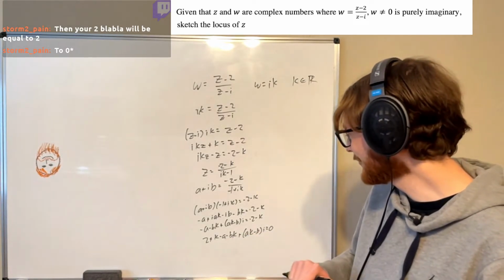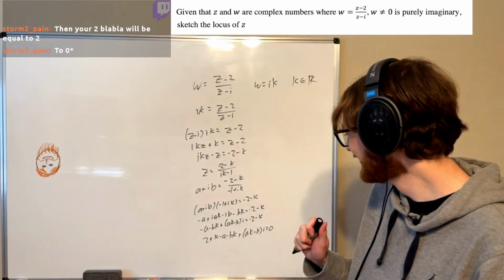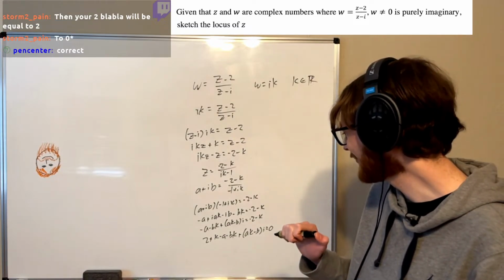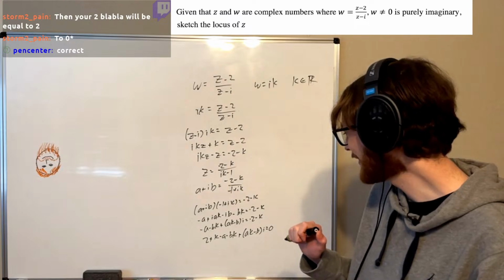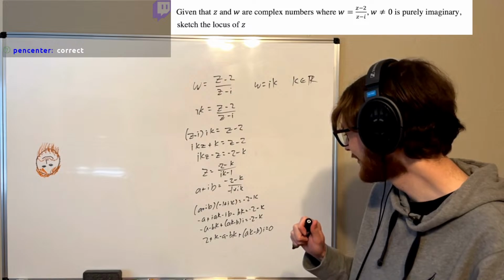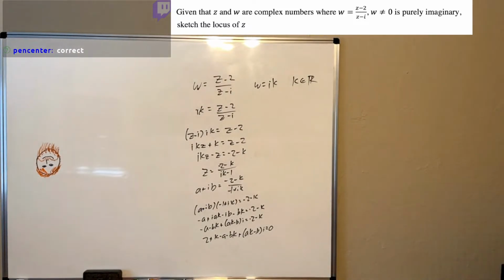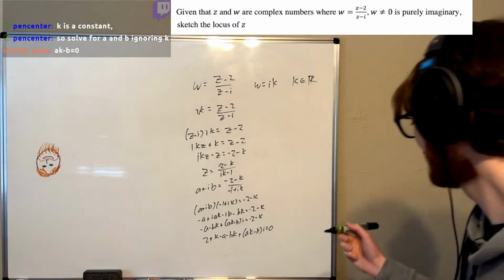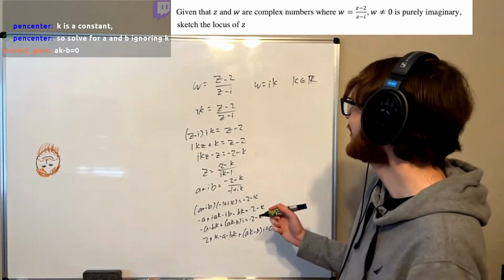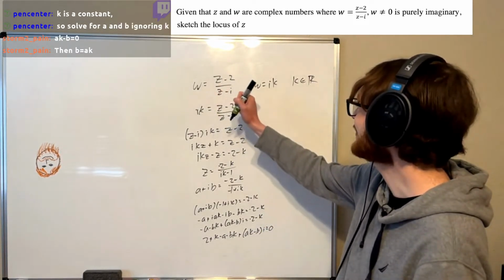But we have way too many unknowns here. Or we have one too many unknowns, I guess. So how do we figure out what A, B, and K are? Even if we do get the system of equations, AK minus B equals 0. Yeah, so solve for A and B ignoring K? Oh, I get it.